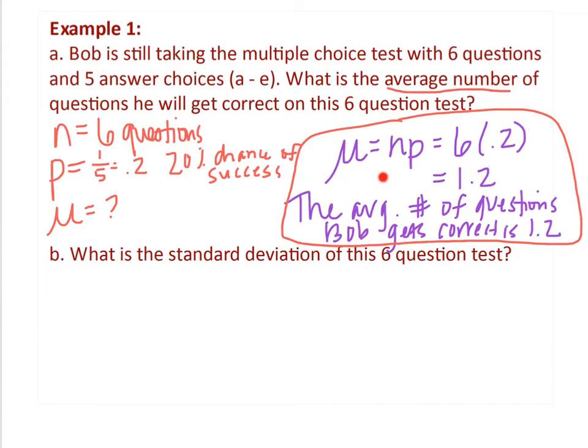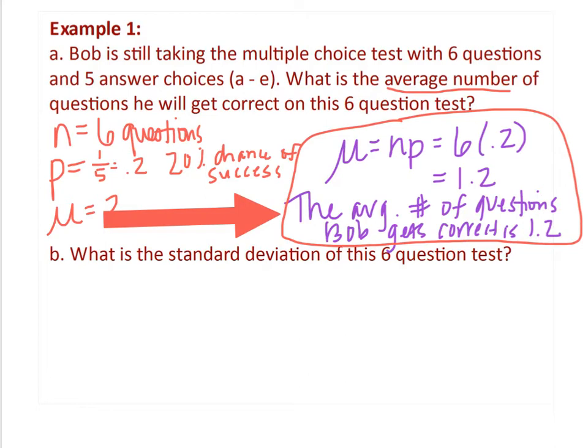You need to show your formula, and then you need to write it in context of the problem. This is very picky in the AP world. They want to see this context of the problem written out. So B says, what is the standard deviation of this 6-question test?